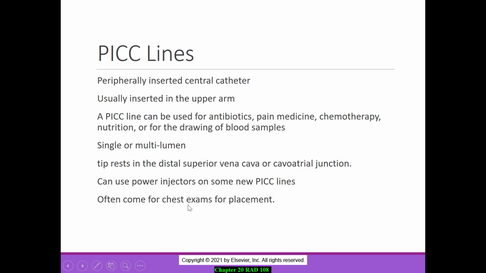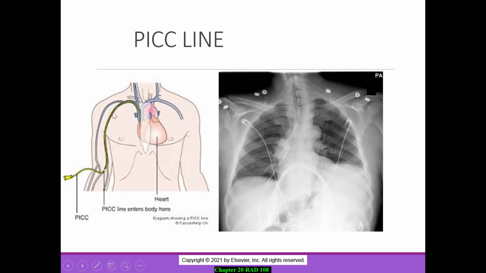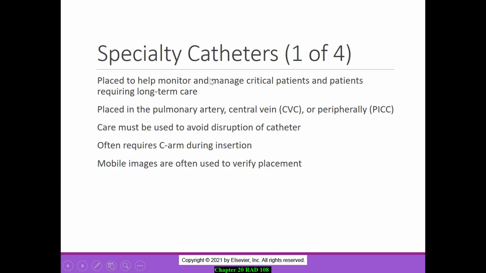So a lot of times we'll get called up for a chest exam for placement with a PICC line. So this is what it looks like. You'll see multiple lumens. Here's where it gets injected into. So you can see the line down here. It's going to come up here. So it enters, goes into that superior vena cava. And this is what it's going to look like on your patient.